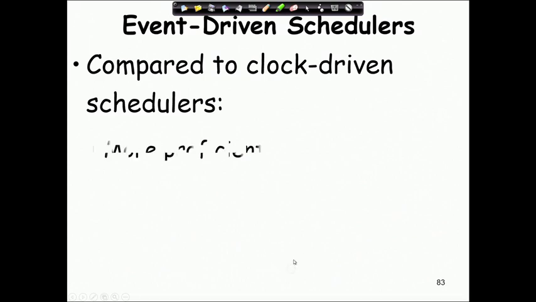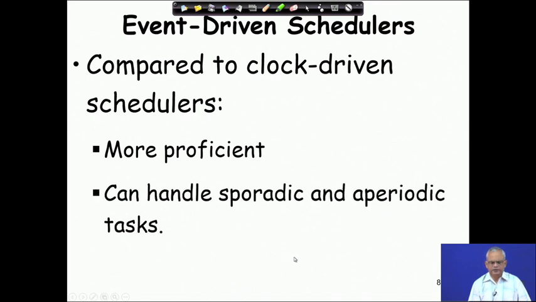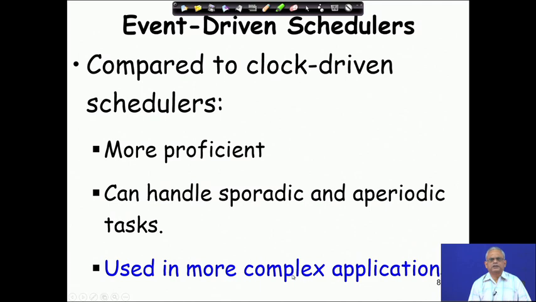Compared to the clock driven schedulers, these are more proficient. What does that mean? It means that for a given task set, even if a clock driven scheduler cannot find a schedule, a feasible schedule can be easily obtained using the event driven scheduler. So, these are more proficient. This can handle the sporadic and aperiodic tasks, and naturally these are used in more complex applications, but these are not as efficient as the clock driven scheduler, both in terms of the code size of the schedulers and also the execution time of the schedulers.